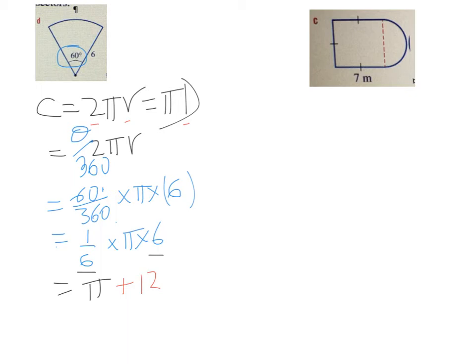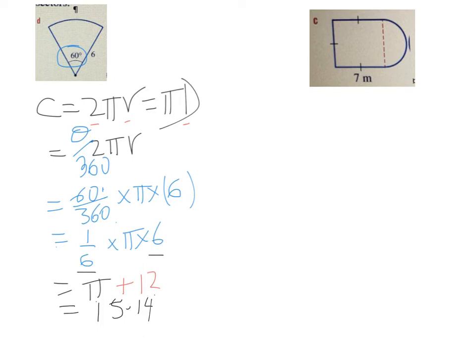If it asks you for an exact answer, this is where you leave it, because pi is the exact answer, so that's where we leave it. If it wants us to convert it to a decimal, then we do pi as 3.14 plus 12, so we'll have 15.14.